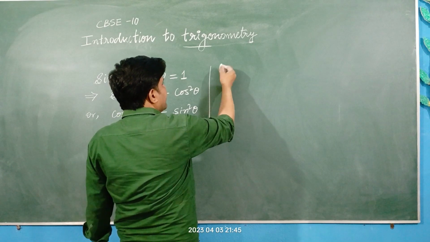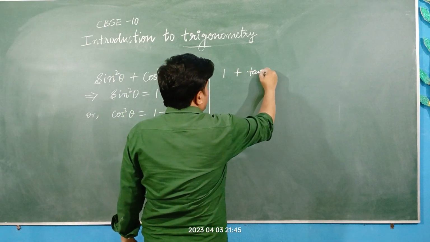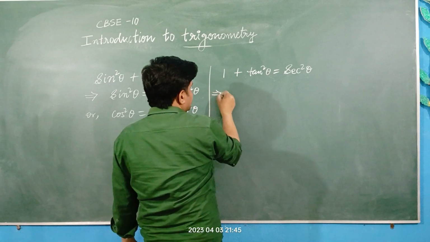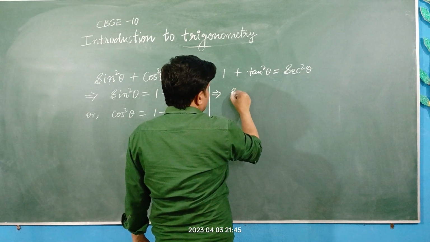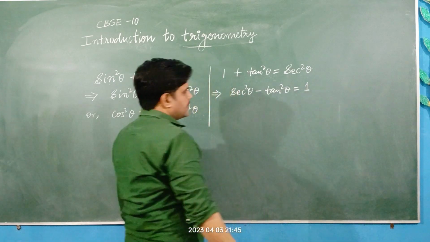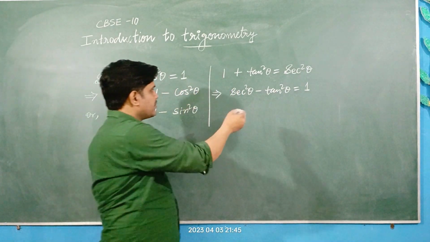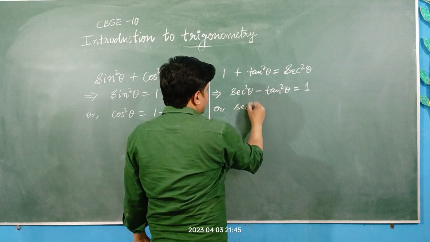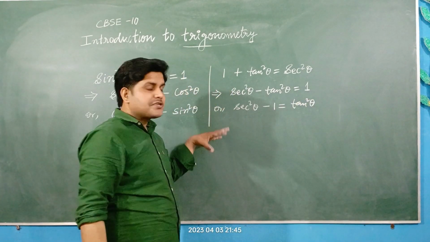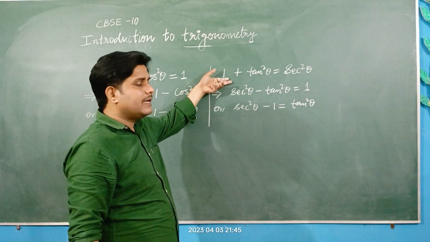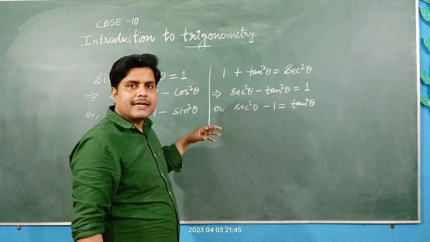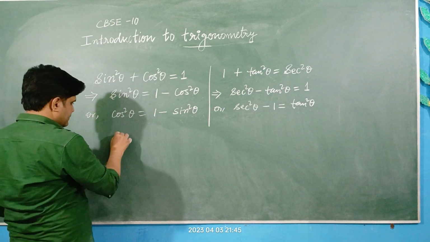Next, if I have the relation 1 plus tan squared theta as sec squared theta, we can write it in another form: sec squared theta minus tan squared theta equals 1. This relation you can also see. Or you can also see that sec squared theta minus 1 is tan squared theta. So if you see any of these relations in the question, you immediately know that this relation is applied with a slight modification in this way or this way, and you should quickly get hold of the question.